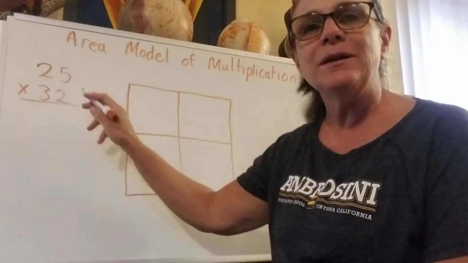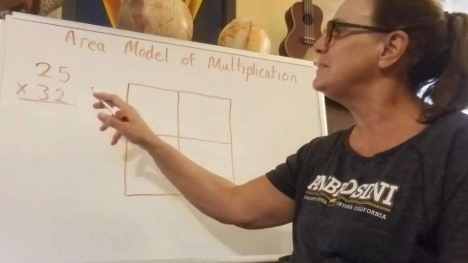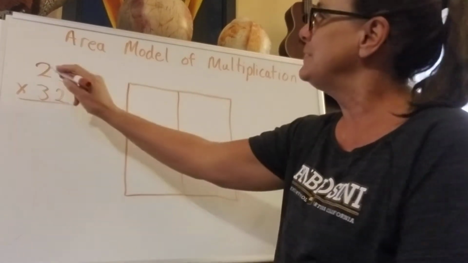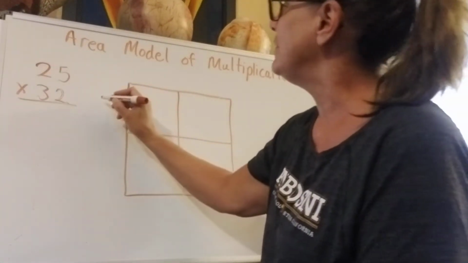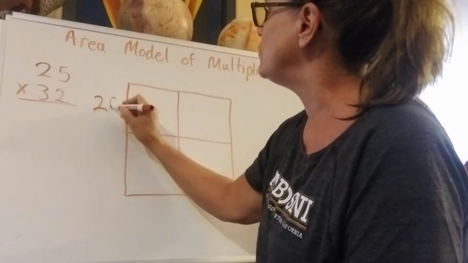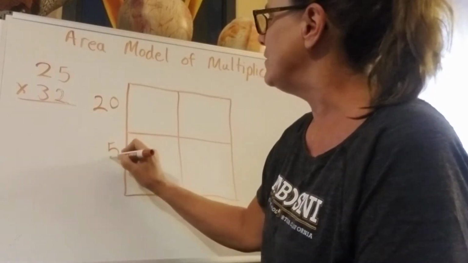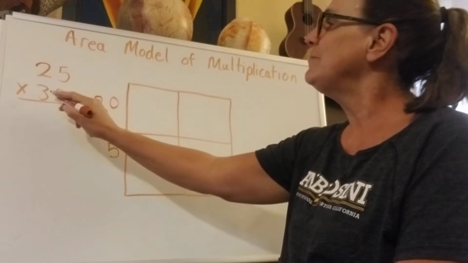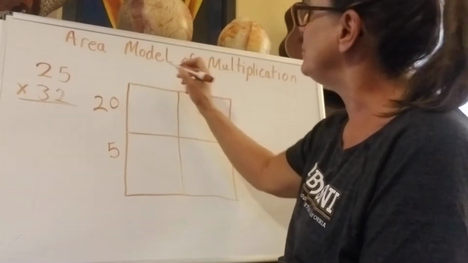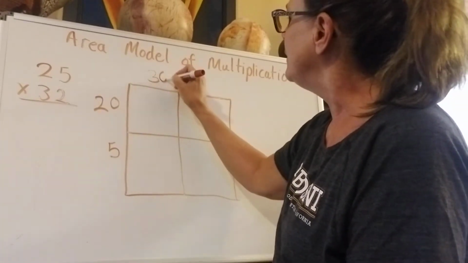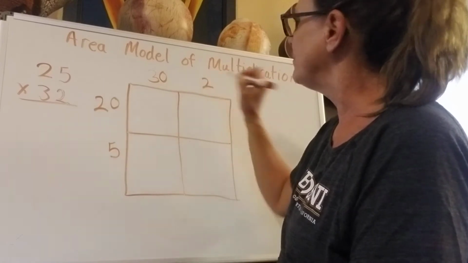So we're going to start by separating our numbers out into place value. We're going to take 25, and we know that equals 20 plus 5. Then we have 32, or 30 plus 2.